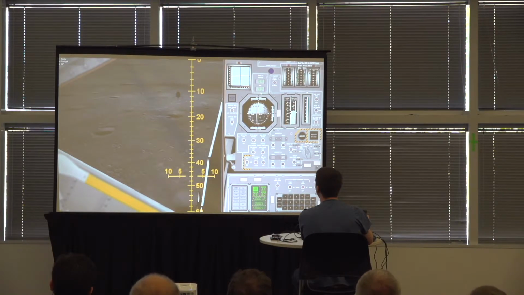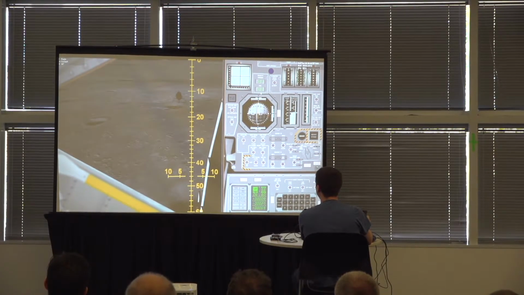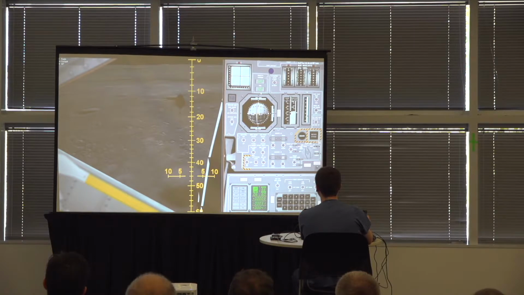So I'm going to now slow my rate of descent a little bit here. We are 70 feet above the surface. Our horizontal is less than a foot per second, so that looks good. 41 feet, we're starting to kick up some dust. Slow my rate of descent a little bit more. So we're going down 1.5.